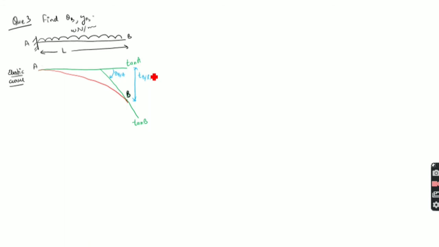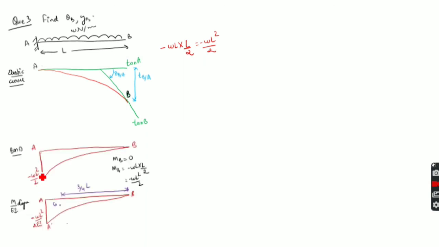So you know that bending moment at B will be 0 and bending moment at A will be WL into L by 2 with a negative sign. So it will be minus WL square by 2. Because this is UDL, we will have to join B and A with a parabolic curve, right? So this is the parabolic curve, and the M by EI diagram will be the same, just we will write minus WL square by 2EI, right?